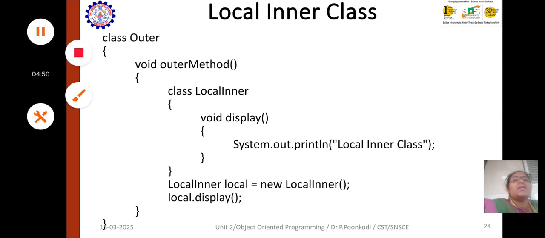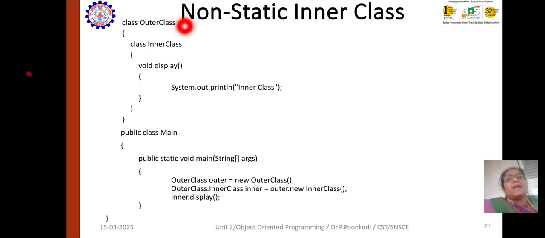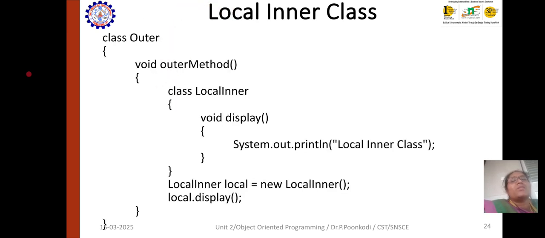The next one is the local inner class. Here we have to create an object for this local inner class alone, through which we can call it from the outer method. In the method we will use another class. Previously we created a method under the inner class. Here we define a method, and inside the method we create a class. Under that class we define a method called display.